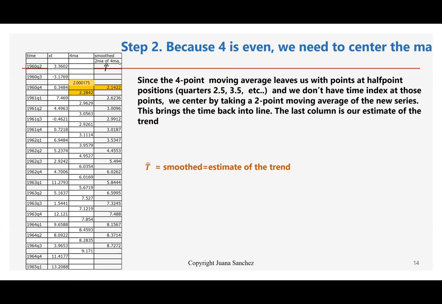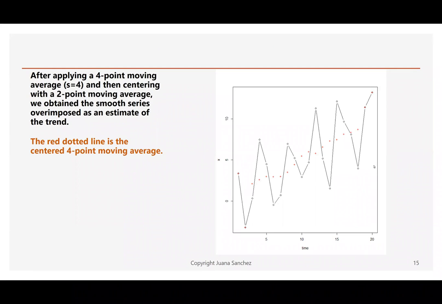The column that has T hat, which is smooth, is the estimate of the trend. Notice how 2.1422 is an average of 2.00175 and 2.2842. So after we apply the 4-point moving average and then center with a 2-point moving average, we obtain the smooth series superimposed as an estimate of the trend. And we just represent it by these small red symbols here. That's the centered 4-point moving average, and it's an estimate of the trend.